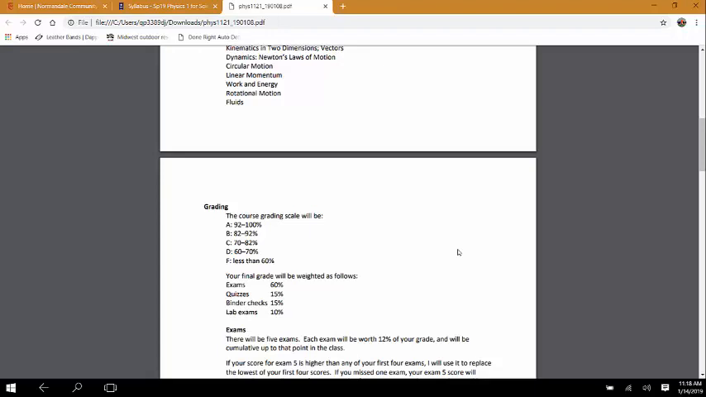The final grade is broken down into 60% exams, 15% quizzes, 15% binder checks, and 10% lab exams. And so now I'm just going to go through each of these 4 categories and talk about how those work. The binder checks, by the way, notice there's no homework in there. But when I check the binders, I'm making sure you're doing your homework. So those 2 binder checks are really the only time that I'm going to be checking your homework.